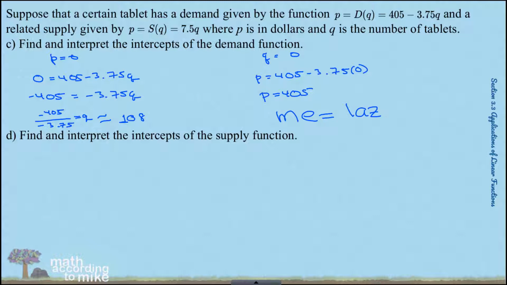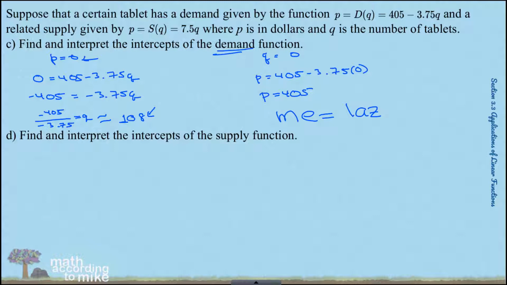P equals 0, Q equals 108. That means when the price is $0, 108 tablets will be demanded. Again, we're talking about demand. When the price is $0, 108 tablets will be demanded. Q equals 0, P equals 405 means when the price is $405, 0 tablets will be demanded.